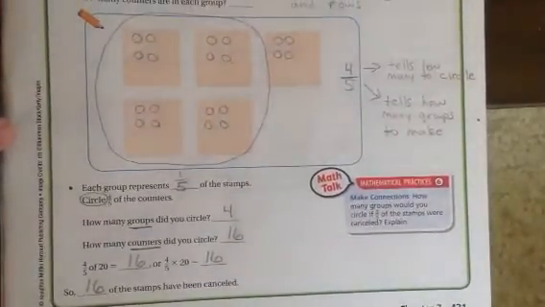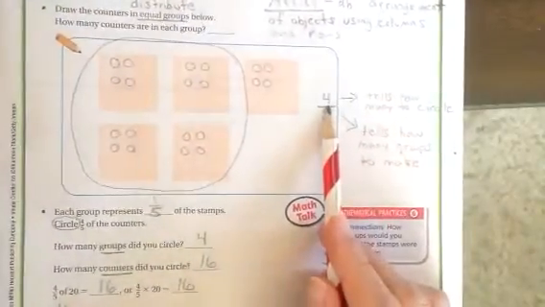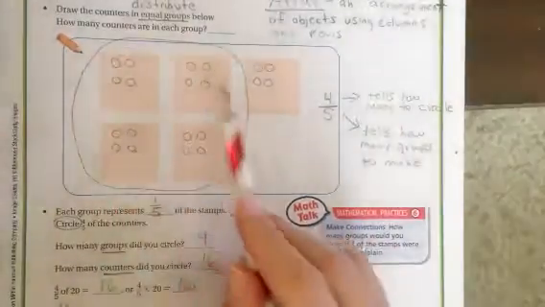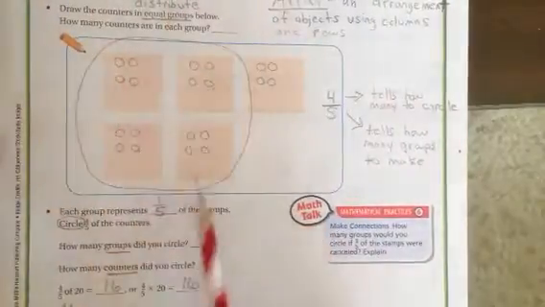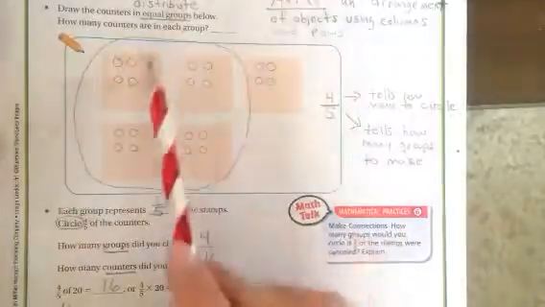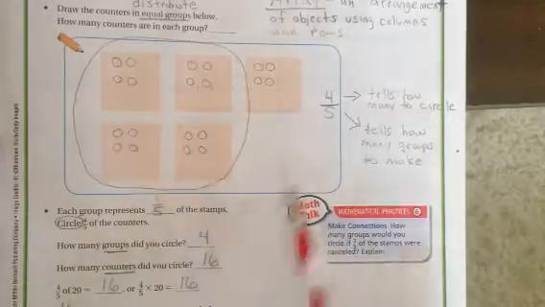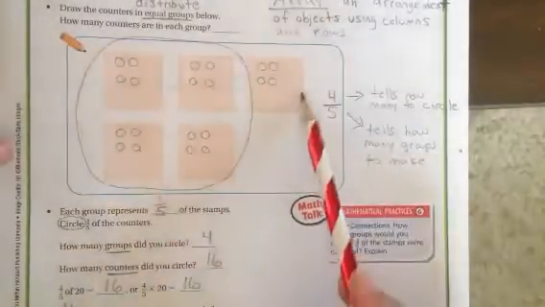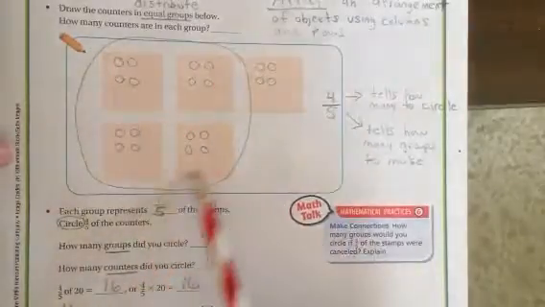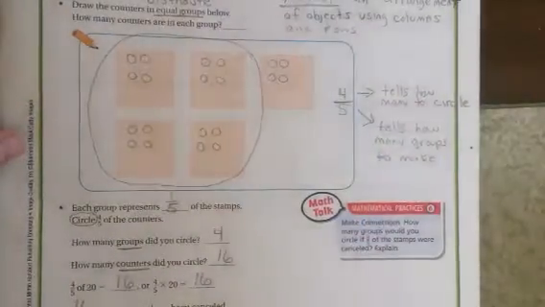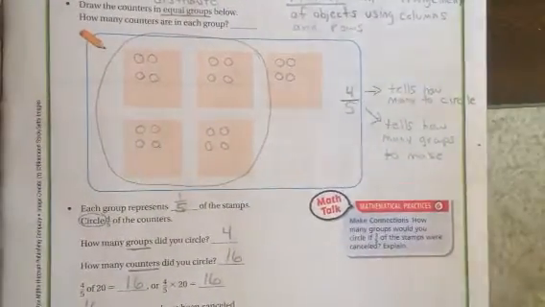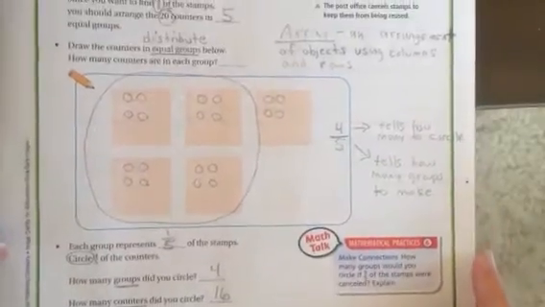Okay, so the biggest thing here and what's helpful is to look at the numerator, which is going to tell us how many we want to circle, and our denominator is going to tell us how many groups we need to make. So we're looking at the denominator first, making our groups, distributing the 20 total stamps into each group, and then we want 4 out of the 5. So we're circling 4 out of the 5 groups and then counting how many counters are inside. And that is how you multiply fractions using a model, using the array.